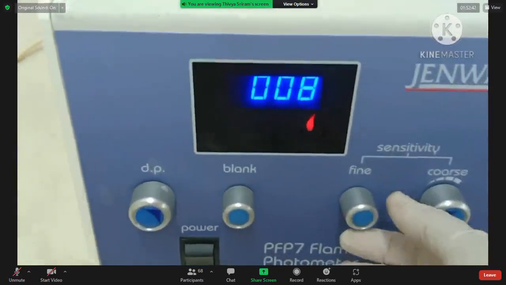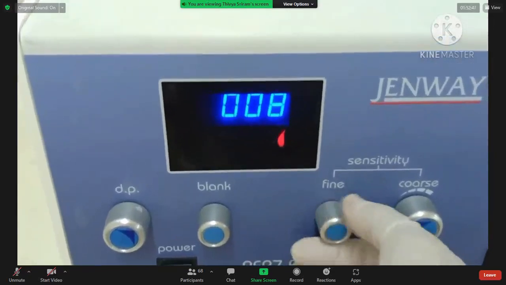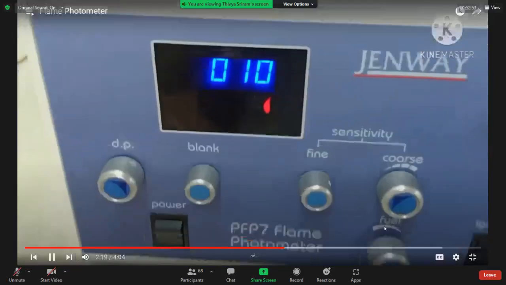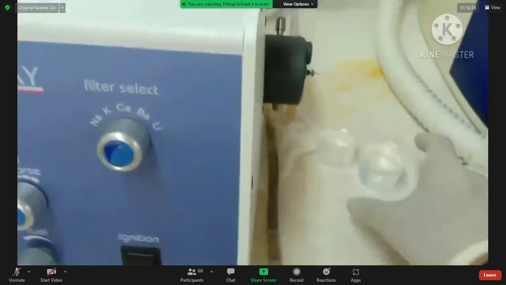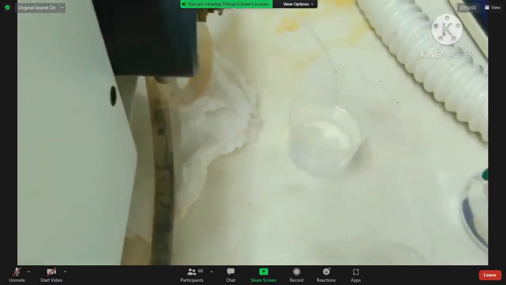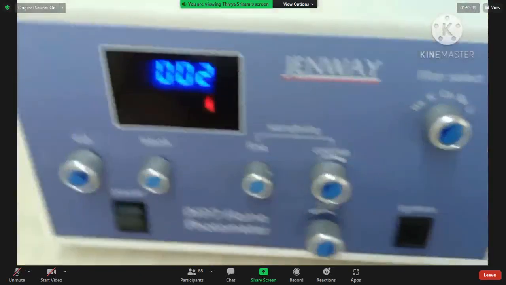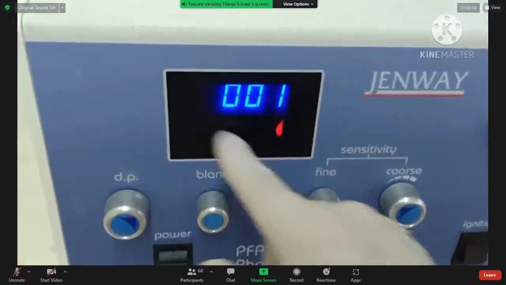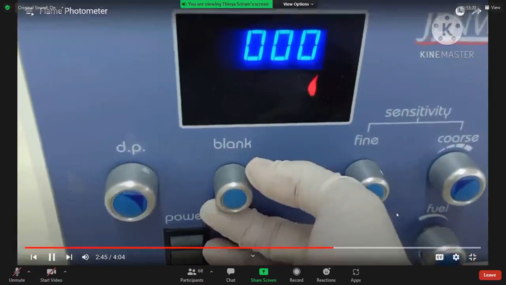We have to adjust this by using this knob. So after adjusting 10 ppm with this knob, next is to place the cup with water. So our blank for this is water. For the blank, we have to achieve a 0 reading. In order for us to adjust this, we can adjust it with the blank knob.